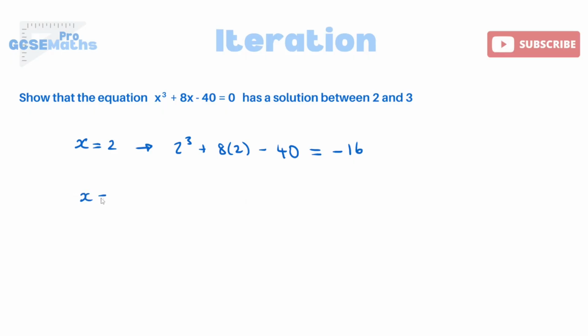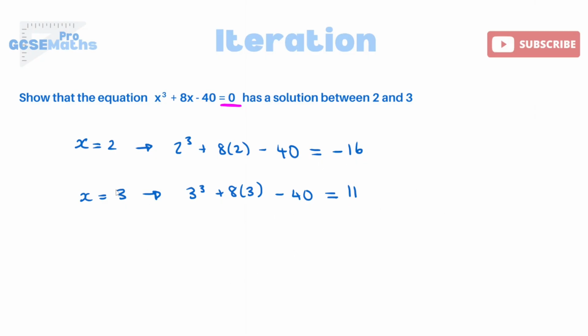Then if I substitute in x is 3, we've got 3 cubed plus 8 times 3 minus 40, which gives me 11. So, because we are looking at the fact that the answer to our equation in the question was 0, we are looking to have values where 1 is above 0, 1 is below, which because it's 0 means obviously 1 positive, 1 negative. And here we do have that, we have negative 16 and then positive 11.